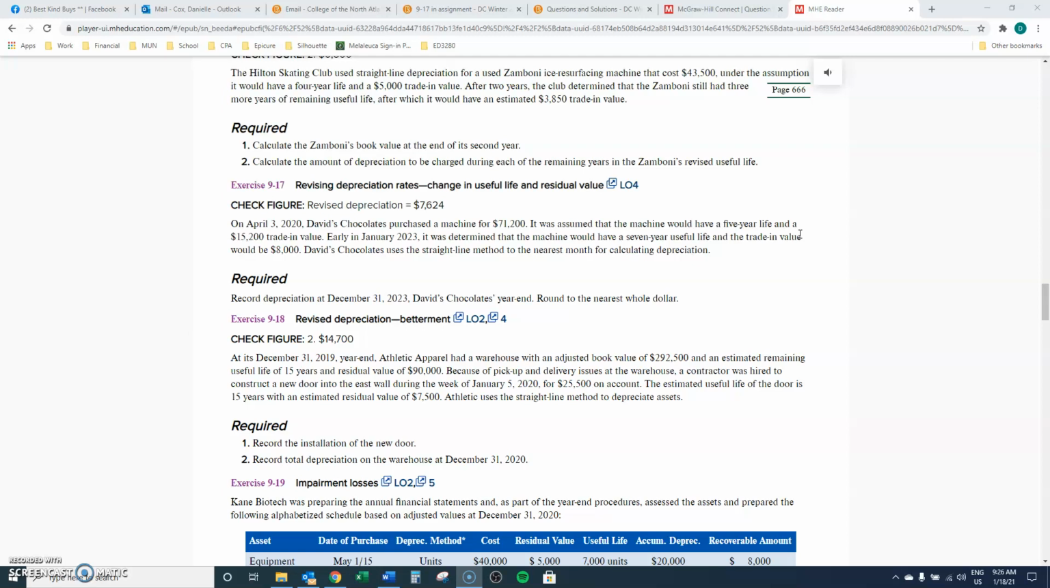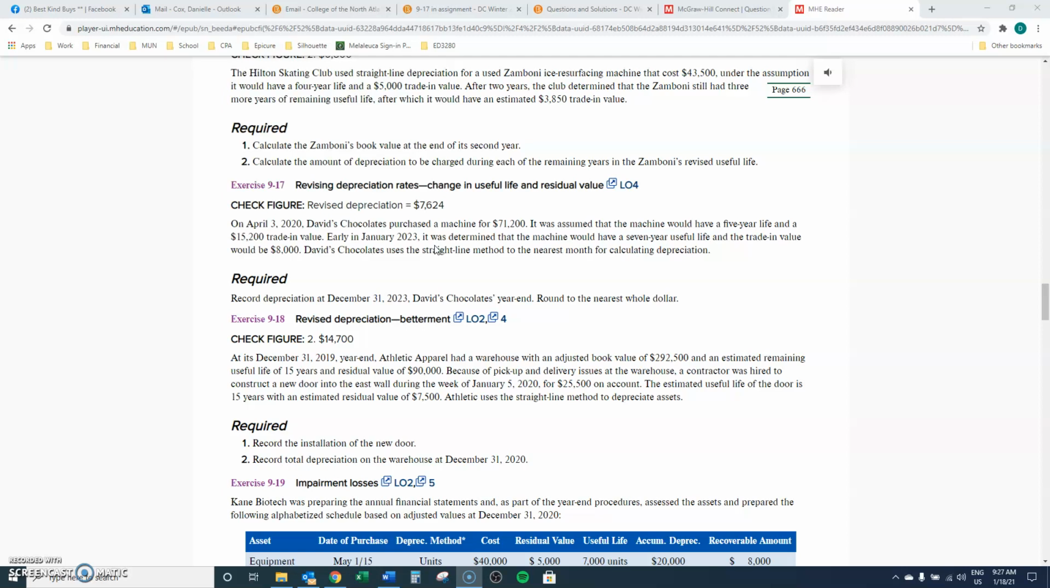So when you look at these depreciation questions when there's a change, basically you have to start from the beginning and say, okay, when they purchased the machine in April of 2020, they thought it was going to have a 5-year useful life and a $15,200 trade-in value. So they would have recorded depreciation in 2020, 2021, and 2022 based on those amounts. Then in 2023, their estimates changed. So the first step, like I just said, is what was the original depreciation?